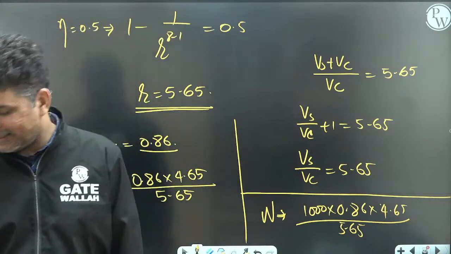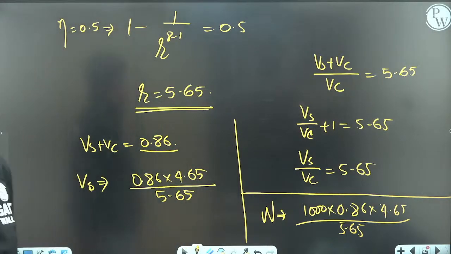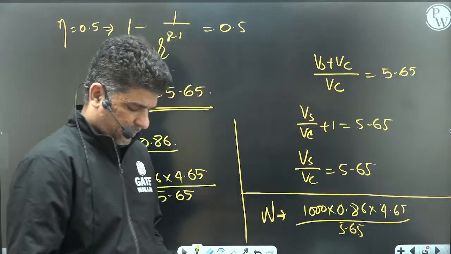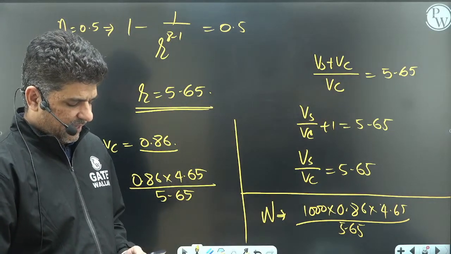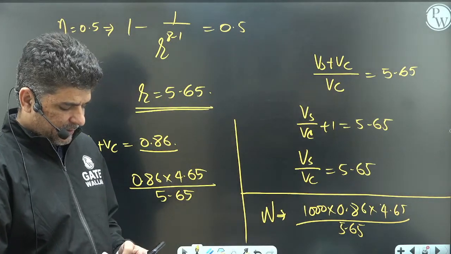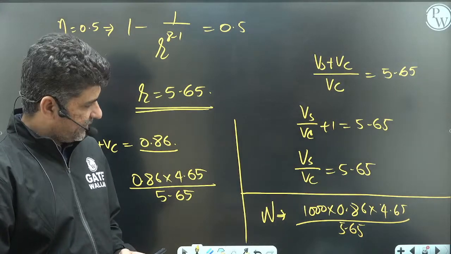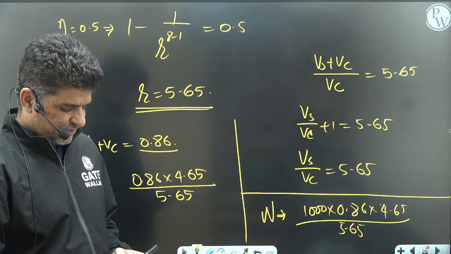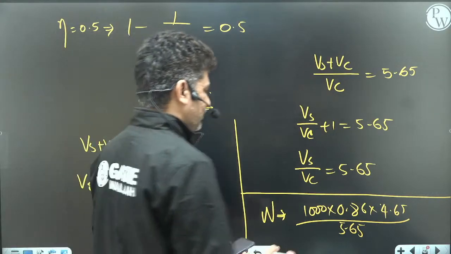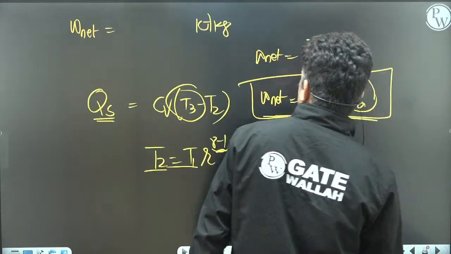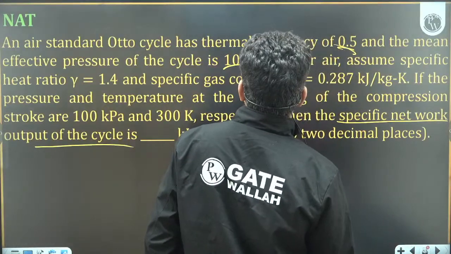What is the answer you are getting? I hope this will be 708, what everybody has been getting. Has everybody got that? 1000 multiplied by 0.86 multiplied by 4.65 divided by 5.65. So 708. Okay, so 708 kilojoule per kg. Understood?